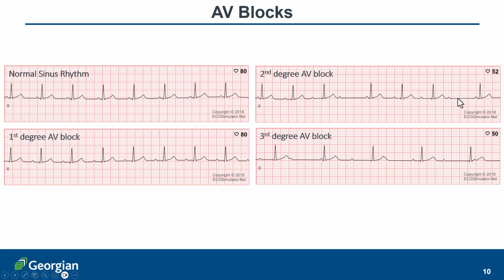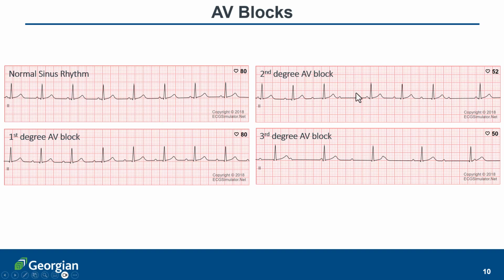And then you miss a beat. So this is a second-degree AV block, whereby the signal through the AV node slows down and slows down and slows down even further, and eventually doesn't go through, and then the cycle repeats itself. If you notice, it's a form of bradycardia because the heart rate slows down.